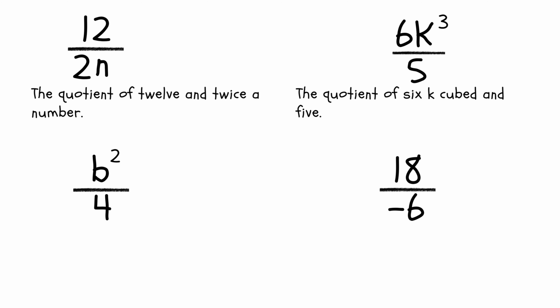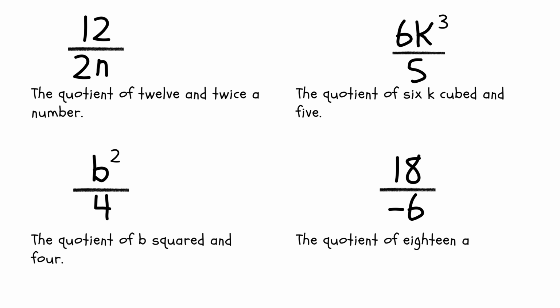I like using the quotient of because it sounds more mathematical, and most of us are used to hearing divided by. So, let's keep practicing with the quotient of. Now, for b squared divided by 4, we can express this as the quotient of b squared and 4. And finally, for 18 divided by negative 6, we can say the quotient of 18 and negative 6. If your answers match or have the same meaning, you're on the right track.